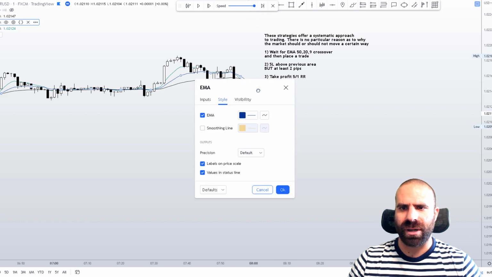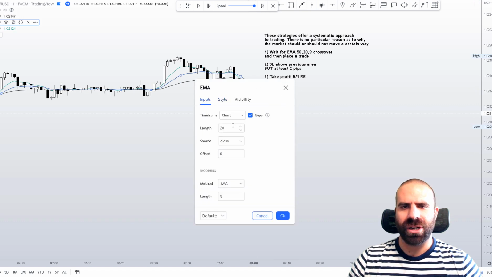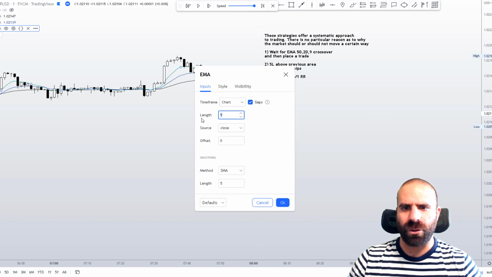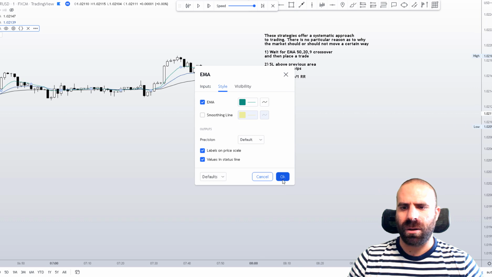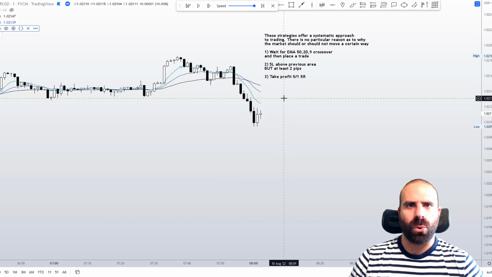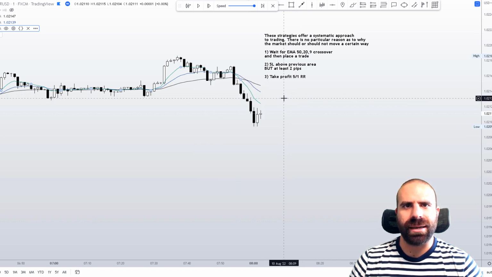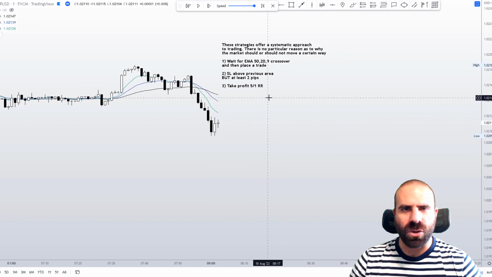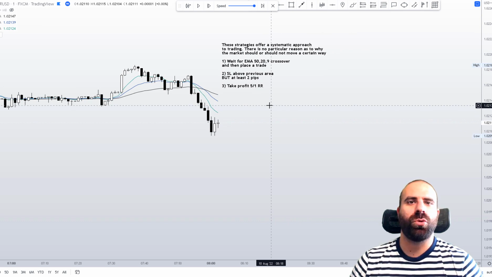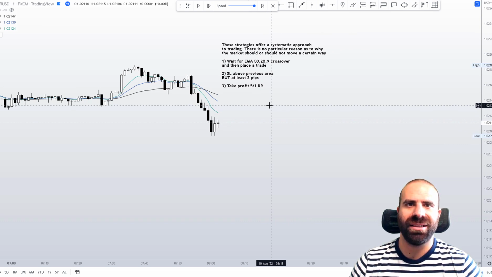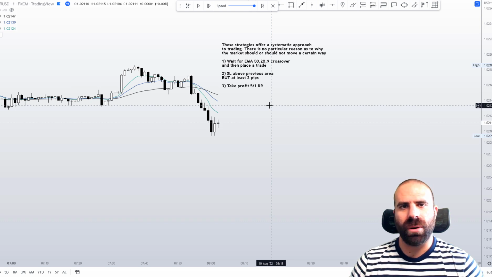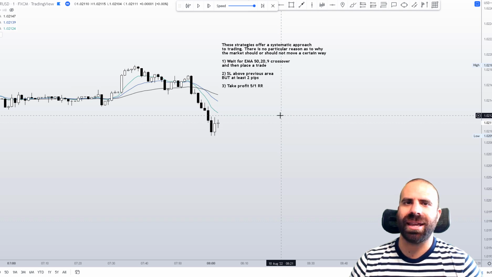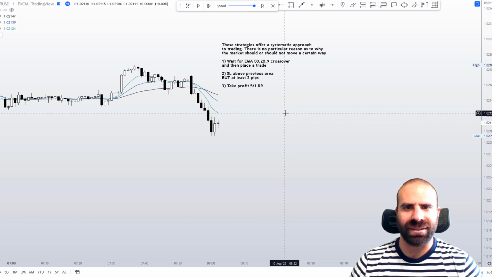Then you will fix the next one, which in this occasion is the 20 EMA. And then the third one you will place a length of 9 and the style whatever color you want. So this strategy will use the 50, the 20 and the 9 exponential moving averages. There is nothing in particular to those moving averages or to any other indicator which predicts future price movement.